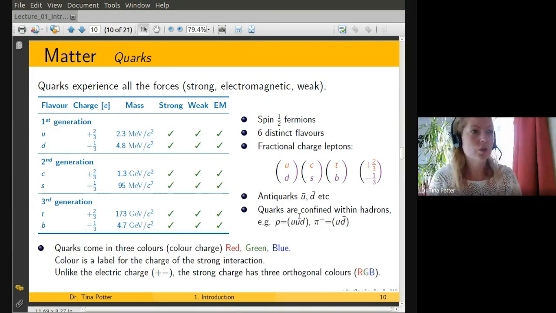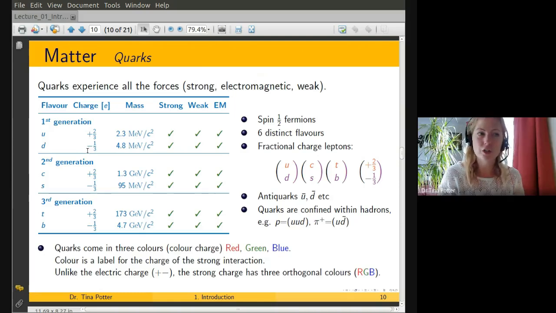Now let's move on to the quarks. These are the ones that all experience the strong force. That's what differentiates them from the leptons. Again, we've got these 3 generations, an up and a down, a charm and a strange, and a top and a bottom. So we've got a pair of quarks. One of them is plus 2/3, the other one is minus 1/3.